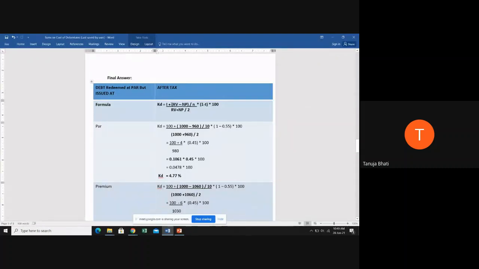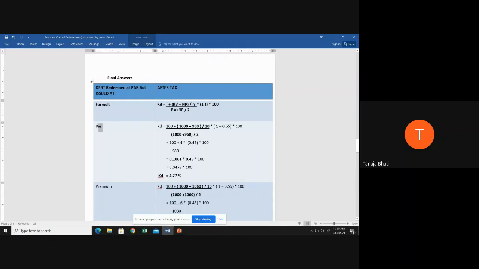So this 2 will come later. First, you've got to divide the numerator by the denominator, and since the numerator has one more division, first you solve the numerator, then the denominator, then you divide both, then multiply it with 1 minus t, and then with 100. So let us see the solution.